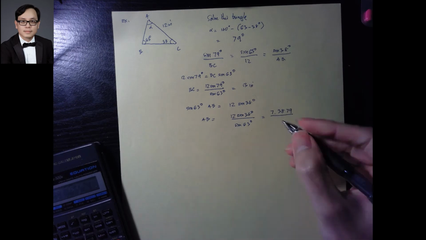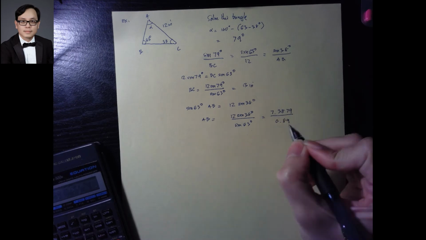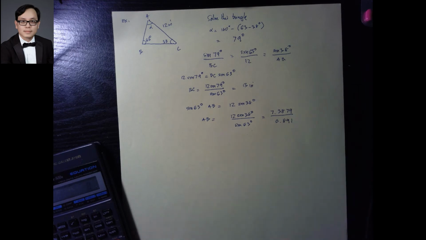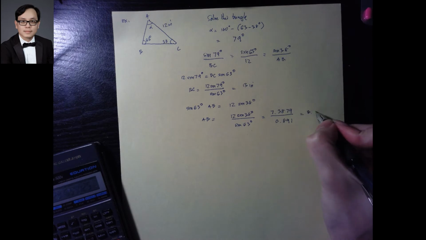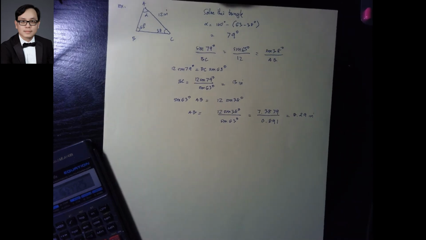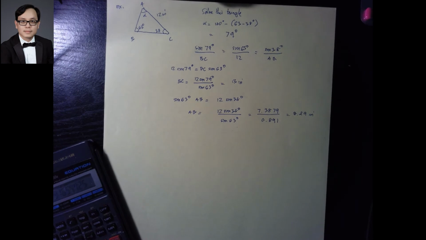sine of 63, which is 0.891. So I have 7.3879 divided by 0.891, which gives you 8.29 inches. And here you go. We finished calculating the length AB. Okay, then we're done.